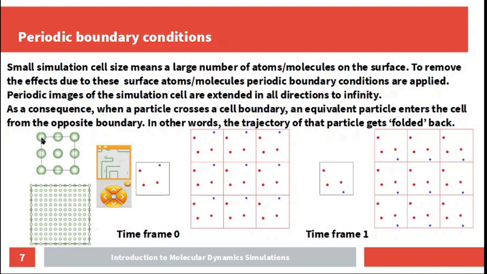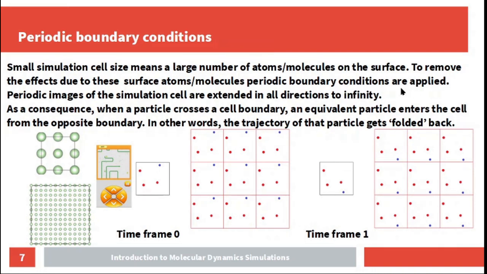If you replicate this one unit cell of argon, as you have seen earlier, into a larger supercell here, you can see the relative number of interior atoms has become very large, whereas the relative number of surface atoms is not so large. So the point is, a small simulation cell size means a large fraction of atoms or molecules on the surface, and this could be problematic because, as we have seen, surface atoms behave differently from interior atoms. So to remove the effects due to these surface atoms or molecules, you can use periodic boundary conditions.